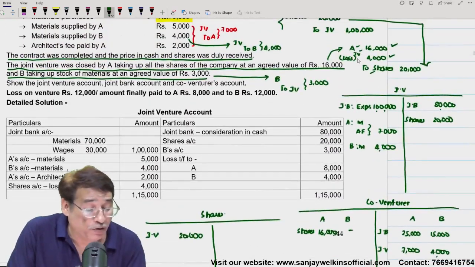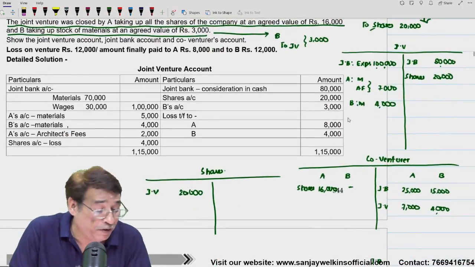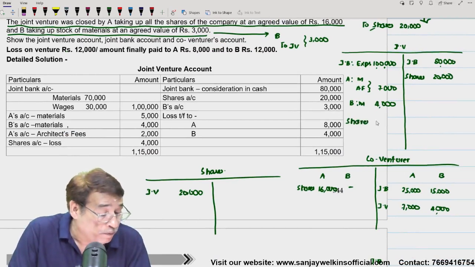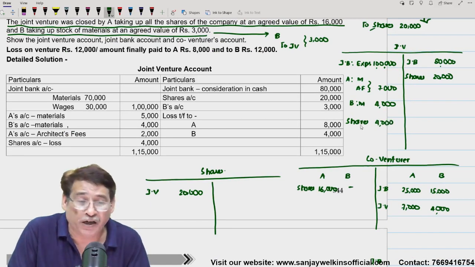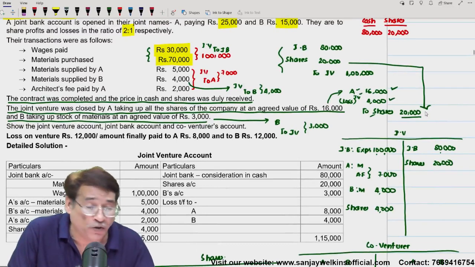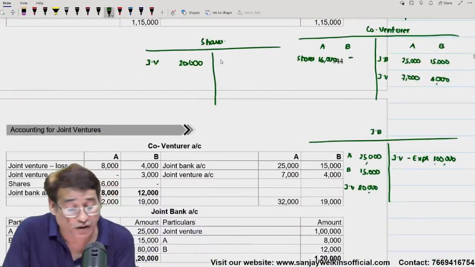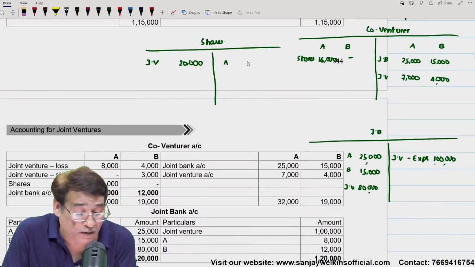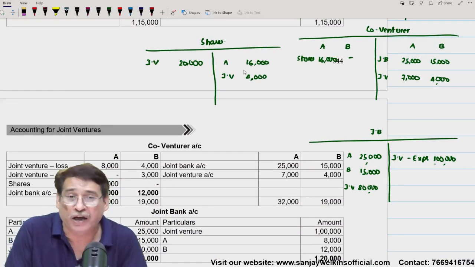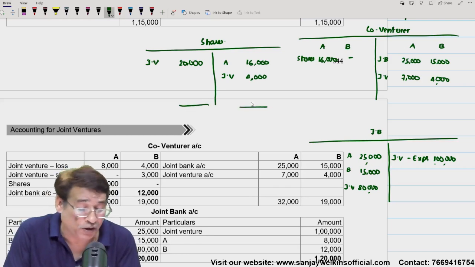Joint venture account is also getting debited. On the debit side of joint venture, I will write shares. You can write in bracket loss on taking over of shares by A. So 4,000 worth of loss. On the credit side, shares account is getting credited by 20,000. So you will write here by A 16,000 and by joint venture 4,000, because shares account is getting credited due to A and joint venture. So shares account is closed.